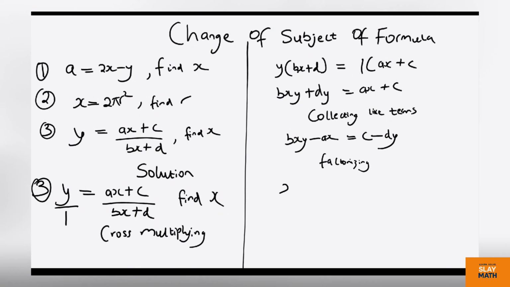We are going to have x into brackets by minus a. How did I come about this? I just brought out x, separated x from its coefficients. If I want to go back, I just multiply x through this, and I will have this equation. So we have factorized x out of this equation, and we have x into bracket by minus a equals c minus dy, right?